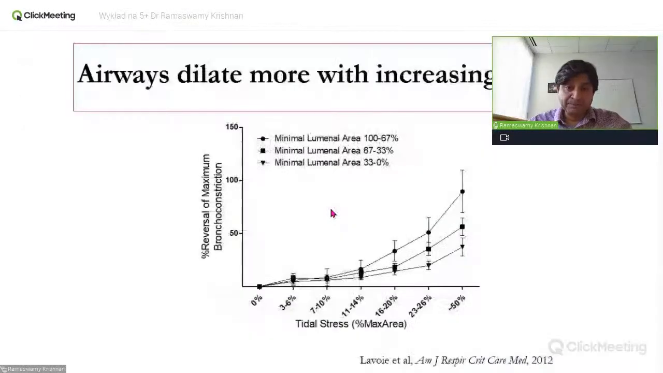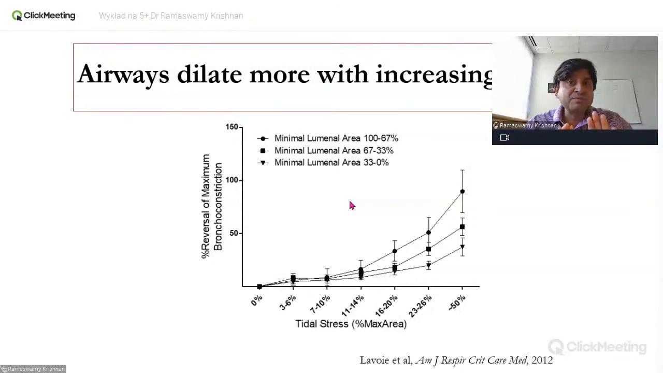Don't take my word for it. I've done this experiment, many lungs, many slices, and I'm showing you now the average data. Y-axis is reversal of constriction. So how much reversal did you get from constricted state? On the X-axis is how much stretch was imposed. Don't worry about differences between curves. The message here is the more stretch you impose, 50% is like a big breath, you get complete reversal of constriction.